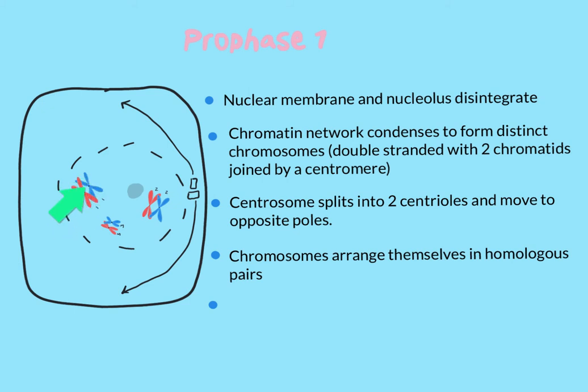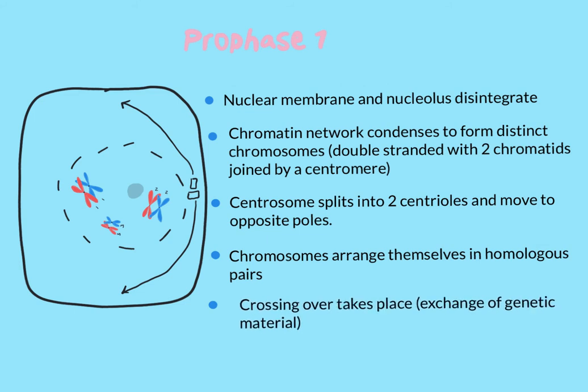They come in line next to one another. And they are homologous because they are the same size and they contain the same genes. But they lie next to each other and they overlap in a process called crossing over. So there's another C word.